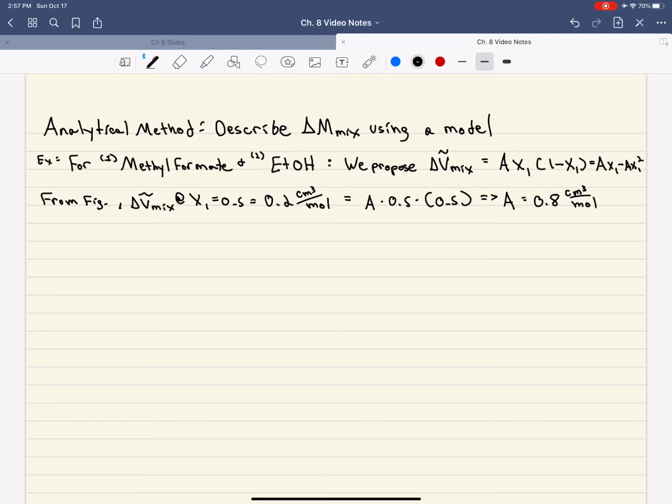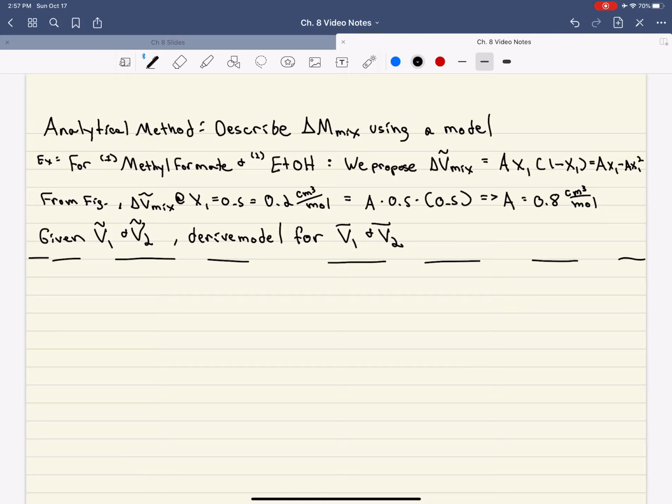And so we have this model to describe delta V mix, and we even figured out what A was from the plot. Let's say that in general we're given V1 tilde and V2 tilde. If we had those values, can we figure out a way to derive a model to allow us to get V1 bar and V2 bar? Let's go through the approach of how one would do this.